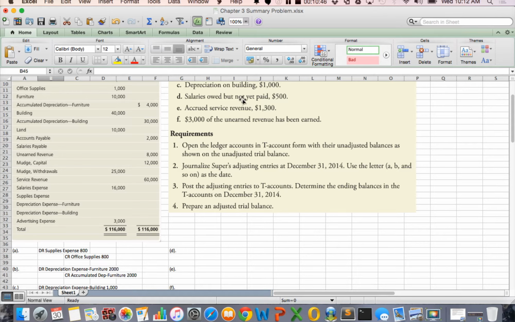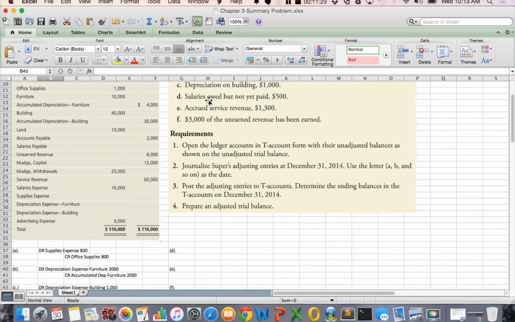So we're on D, salaries owed but not yet paid, $500. If the company owes something and hasn't paid it yet, what type of adjusting entry am I talking about here? Well, accounts payable may be one of the accounts that I use. Remember, we had basically four different types of adjusting entries. Accrued expenses. Okay. Accrued expenses, remember, is something the company owes but has not yet paid.